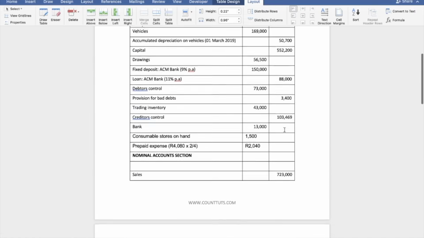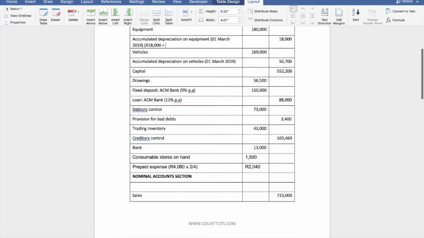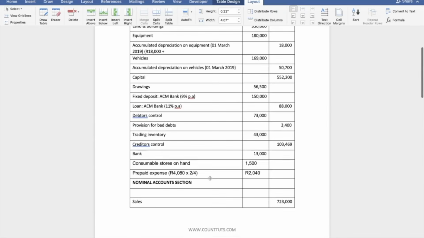All right, now that we've done that, what we need to do next is to add the depreciation for the respective assets to their accumulated depreciation. So what we do here is that for equipment, for instance, the accumulated depreciation so far is the 18,000 rand. So it's going to be 18,000 rand as given in the pre-adjustment trial balance plus the new depreciation that you have just calculated. And for equipment, it was 32,400 rand. So plus 32,400, and it gives us an answer of, you put it on the credit side because it's a negative asset account because it reduces your assets, 50,400 rand.